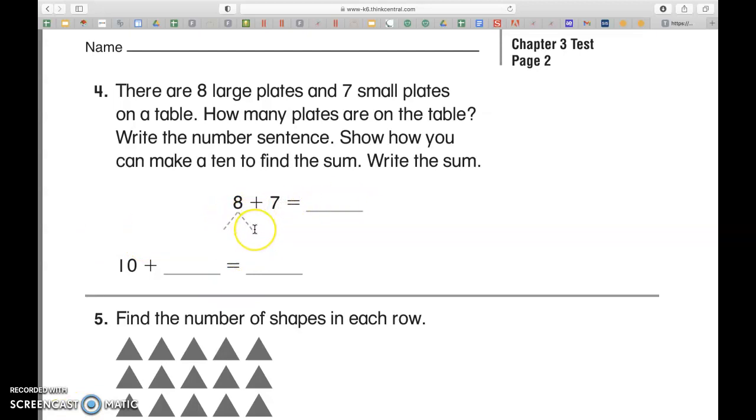They broke apart 8. You need to think how many more does 7 need to get to 10? And then you're going to break apart 8 to help 7 get to 10. Down here you have 10 plus blank. What number did you not use? Equals answer. I need to see your answer on 10 plus blank, and I need to see the answer on 8 plus 7.